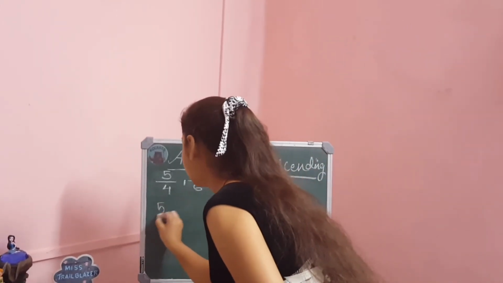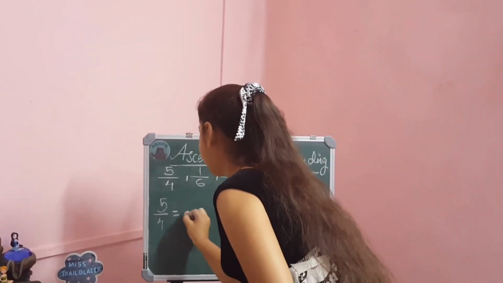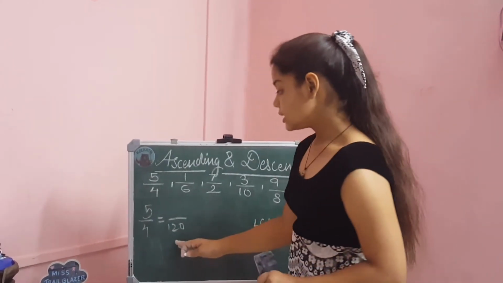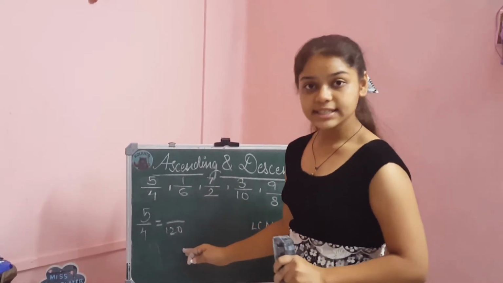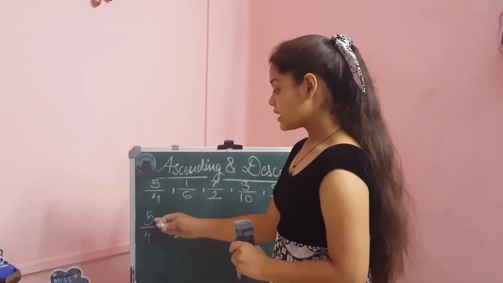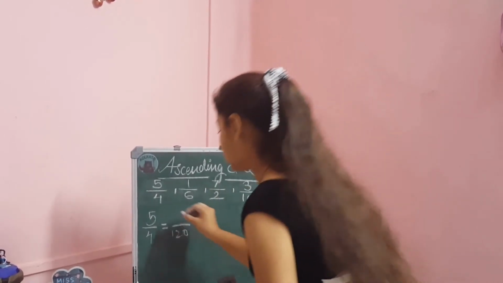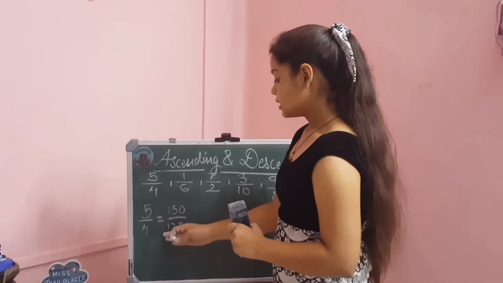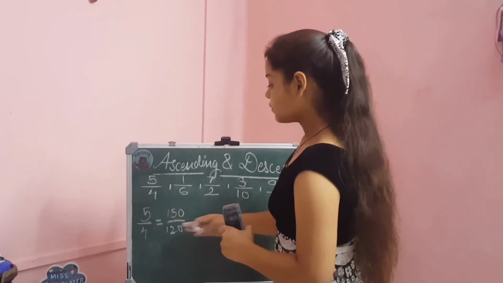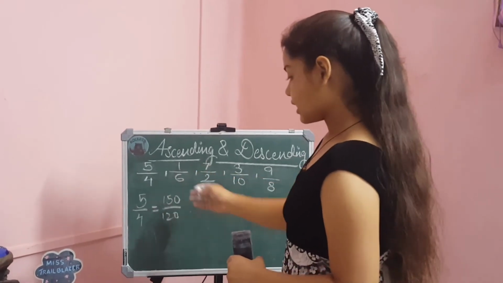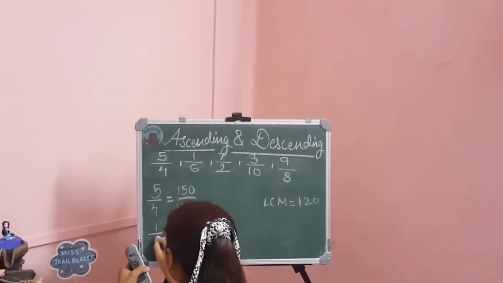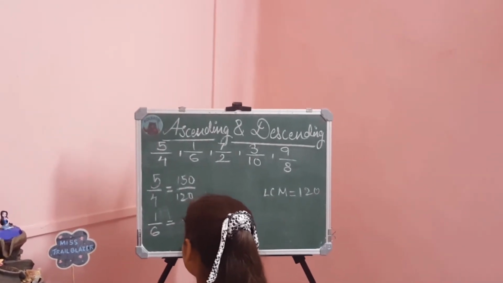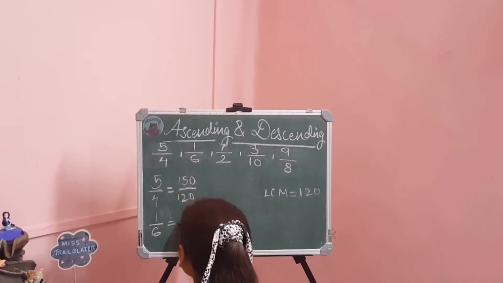So 5 by 4 will become, 4 into what gives us 120? 4 into 30 gives us 120. And 5 into 30 is nothing but 150. So we get 150 by 120 as the number for 5 by 4. Now let us take the second one, which is 1 by 6. Here 6 into 20 will give us 120. So 1 into 20 will give us 20.